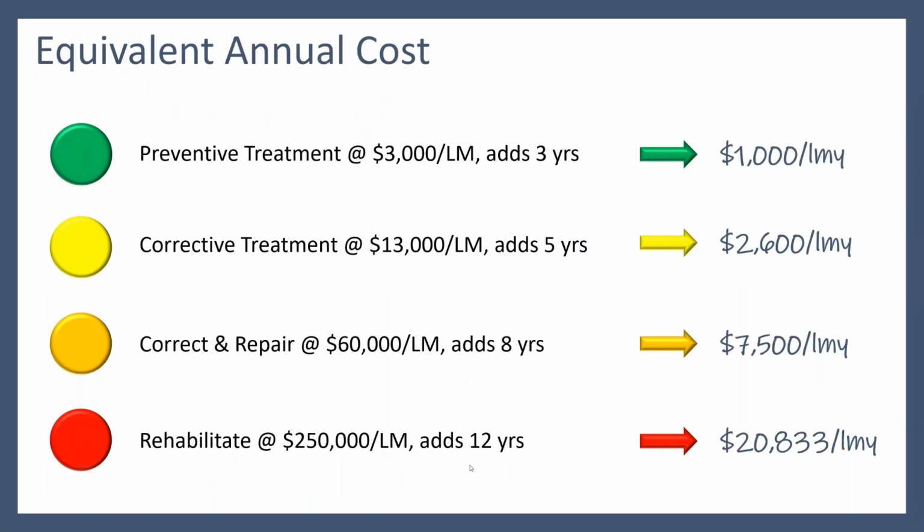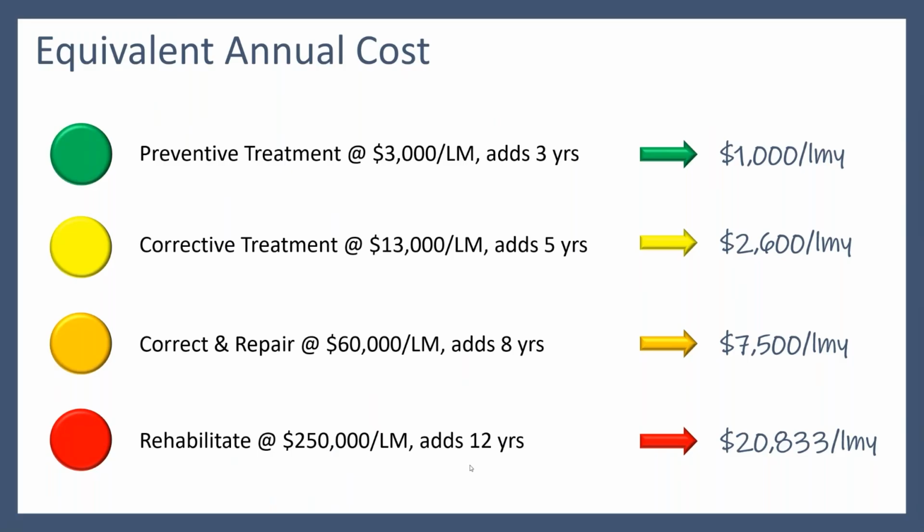Now, equivalent annual costs. Let's say we have a few tools in our toolbox and we choose preventive type treatments, and on average those cost us around $3,000 per lane mile. Those types of treatments are not going to last forever, but relatively low expense, relatively small additional life. But if we spend $3,000 per lane mile and get 3 more years, that's essentially costing us $1,000 per lane mile year.